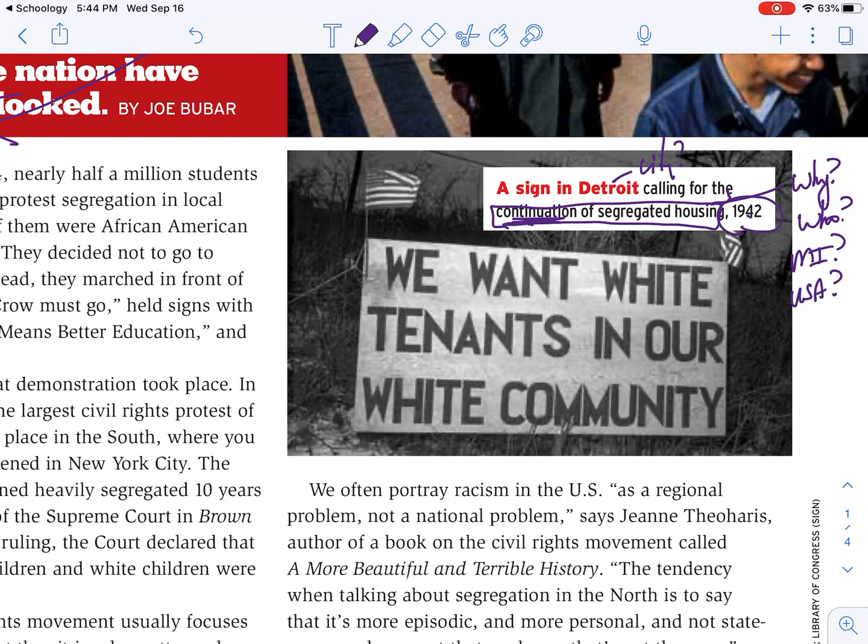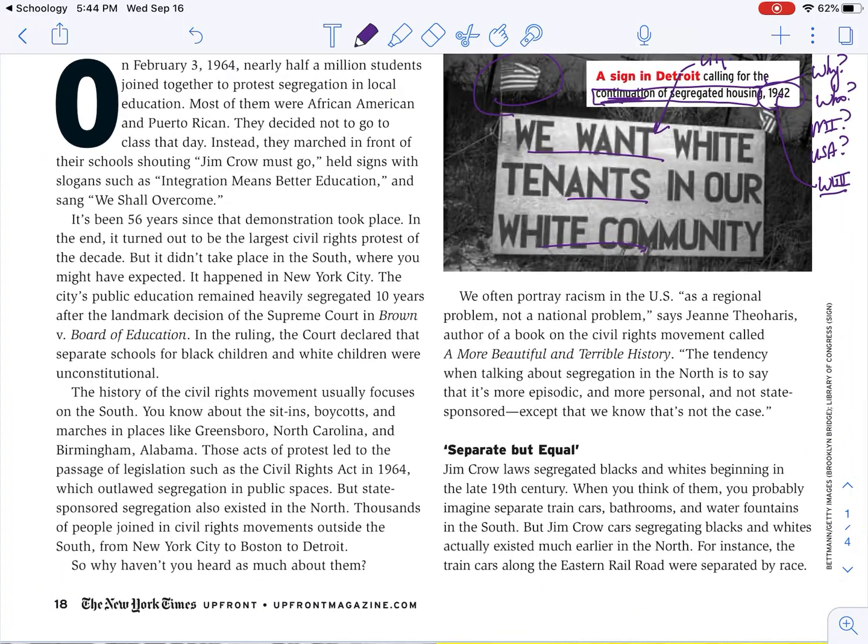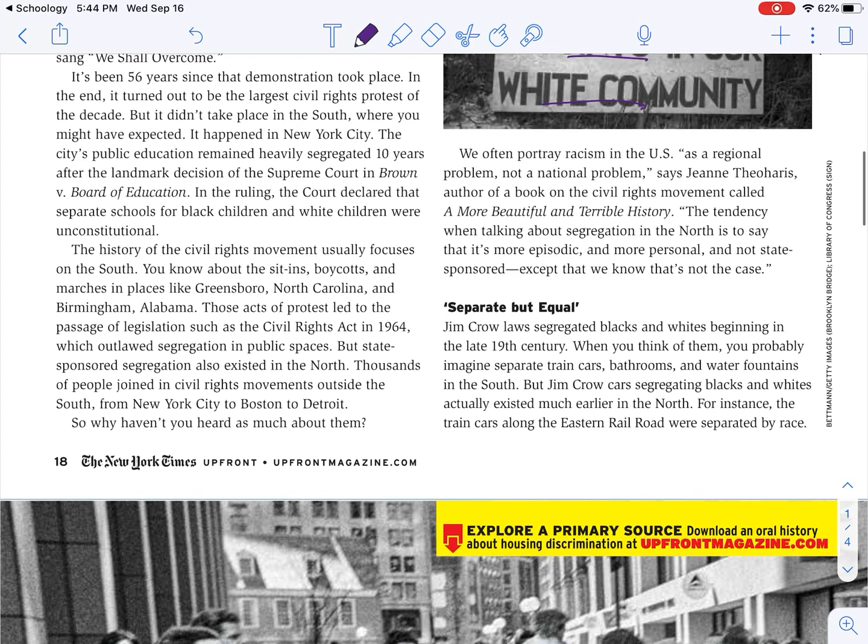I'm also noting that 1942, I know that is during World War II years. So I'm wondering if people moved to Detroit maybe to work in some of the industries to help prepare for the war. And if so, why would you be so rude as to segregate housing? Maybe that's what the workers themselves wanted. I don't know. We want white tenants in our white community. So I'm assuming this refers to Detroit. I noticed the use of the flag as a symbol. Symbols not so unfamiliar in today's conversation.